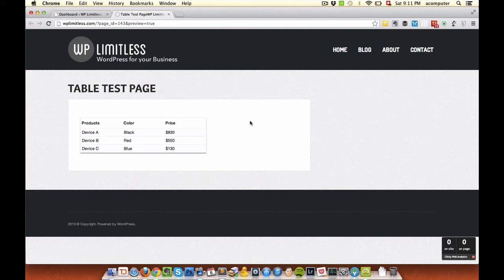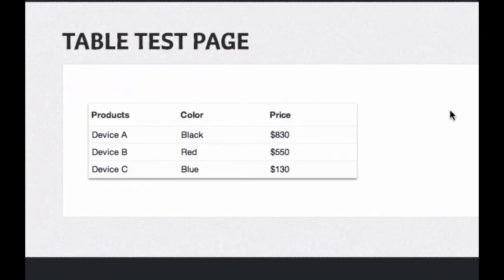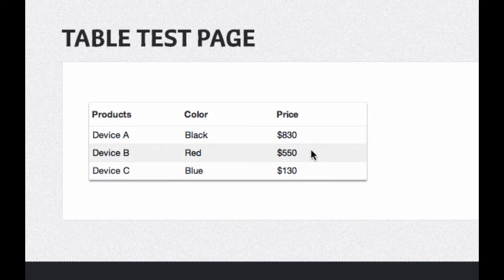In this video, you're going to learn how you can create professional looking tables in WordPress. And to do that, we are going to install now a plugin that's called Websimon Tables.